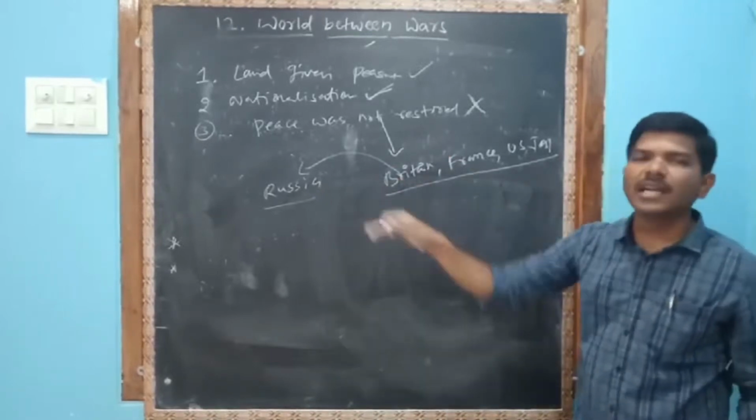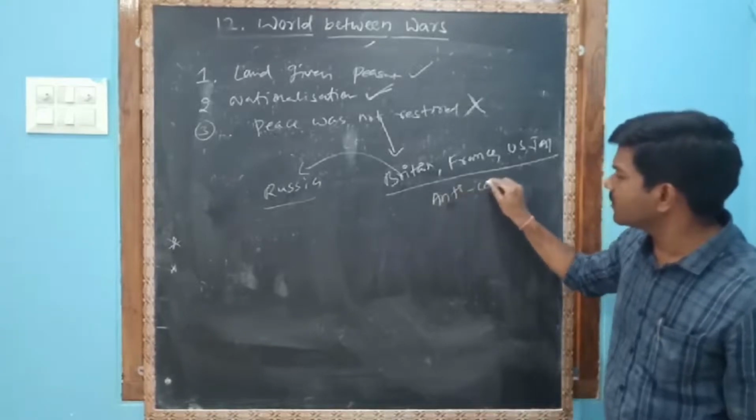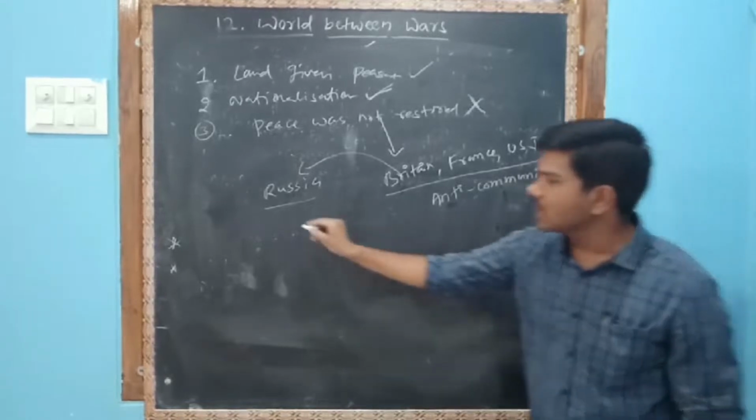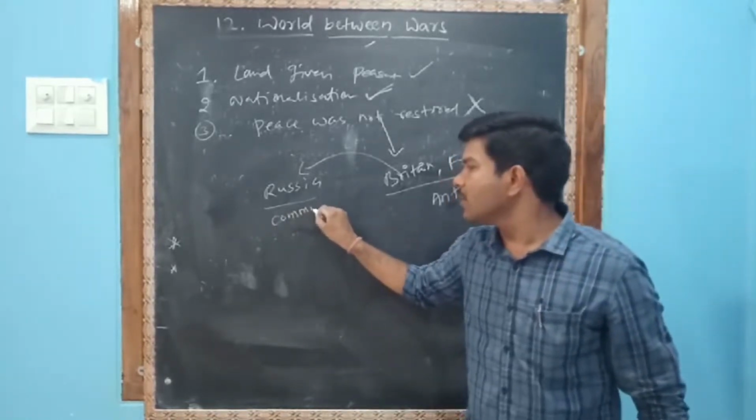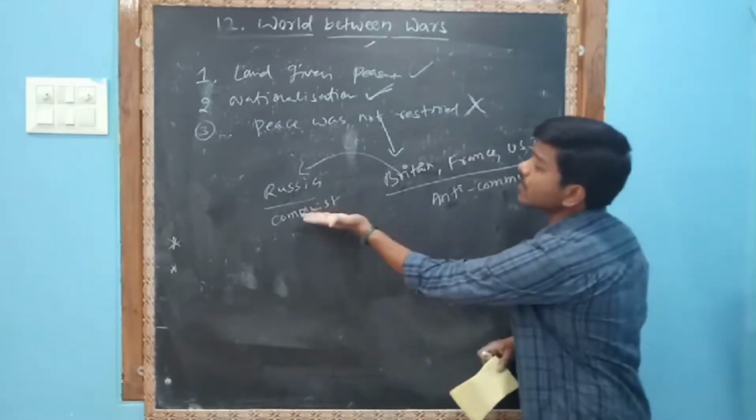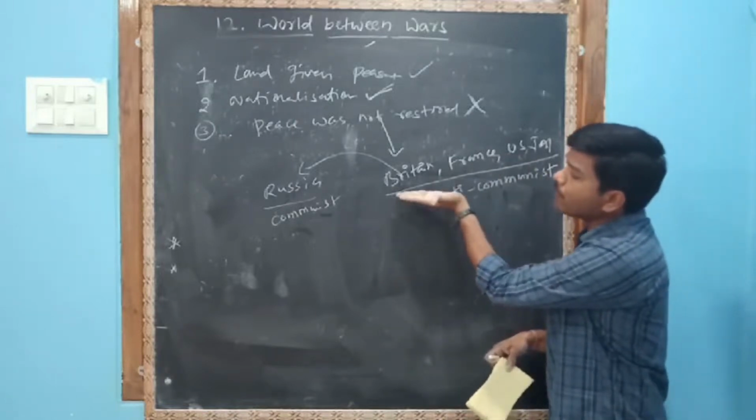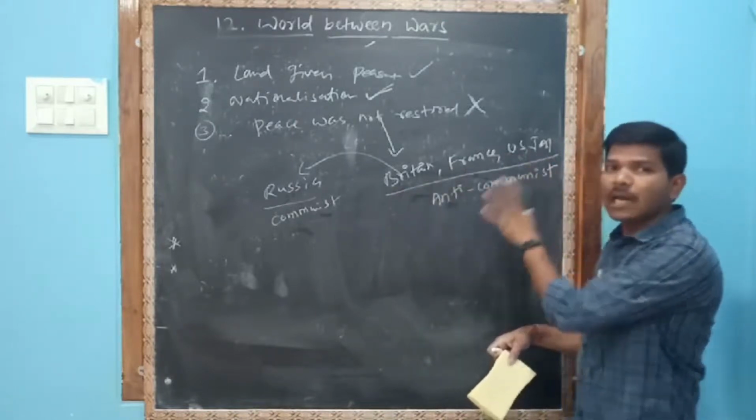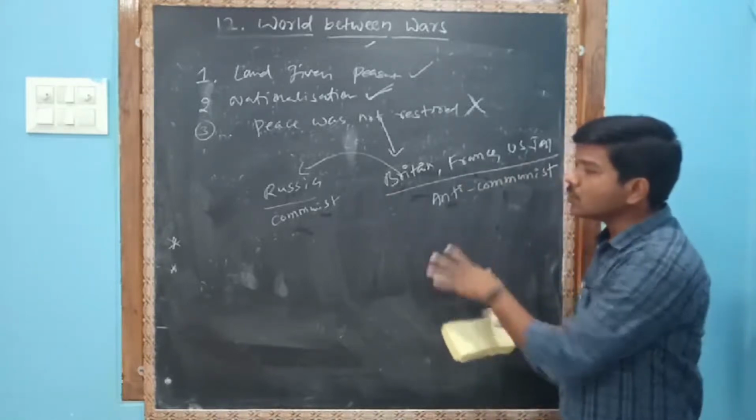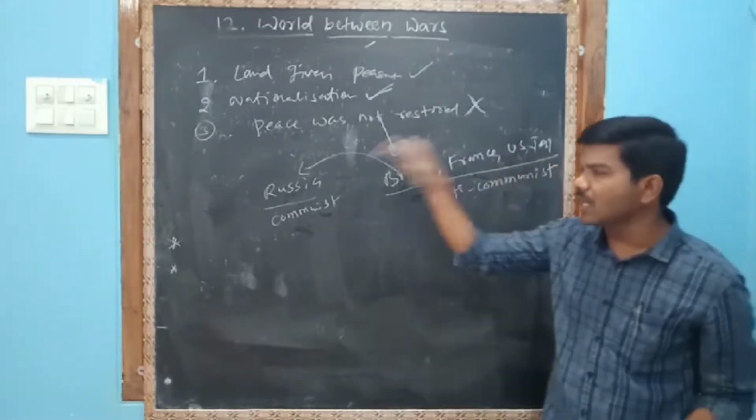Sir, why are these countries attacking Russia? Because these countries are anti-communist countries. Russia became a communist country. They feared that a similar revolution might take place in Britain, France, US, Japan, that the people there might also revolt against their rulers. It would be very difficult, so they wanted to dissolve this communist government. That's why Britain, France, US, Japan were attacking Russia.